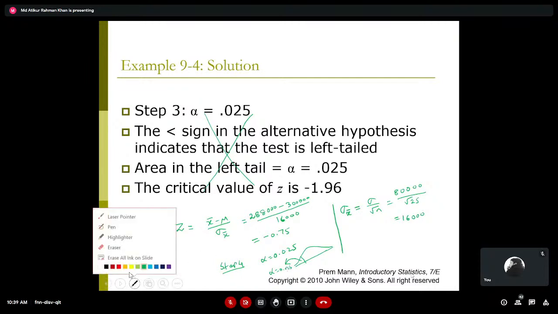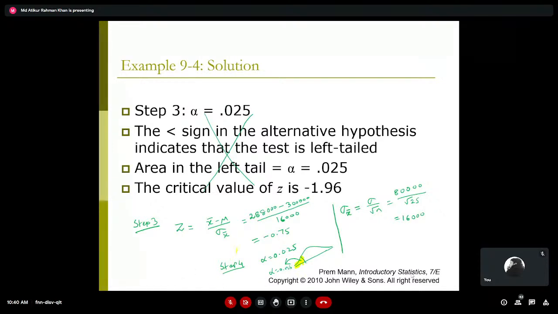So that will be my rejection region. Alpha equal to 0.025. This is a left tail test, so the rejection region will be on the left tail, and the whole alpha will be on the left side. So alpha equal to 0.025. Excellent.